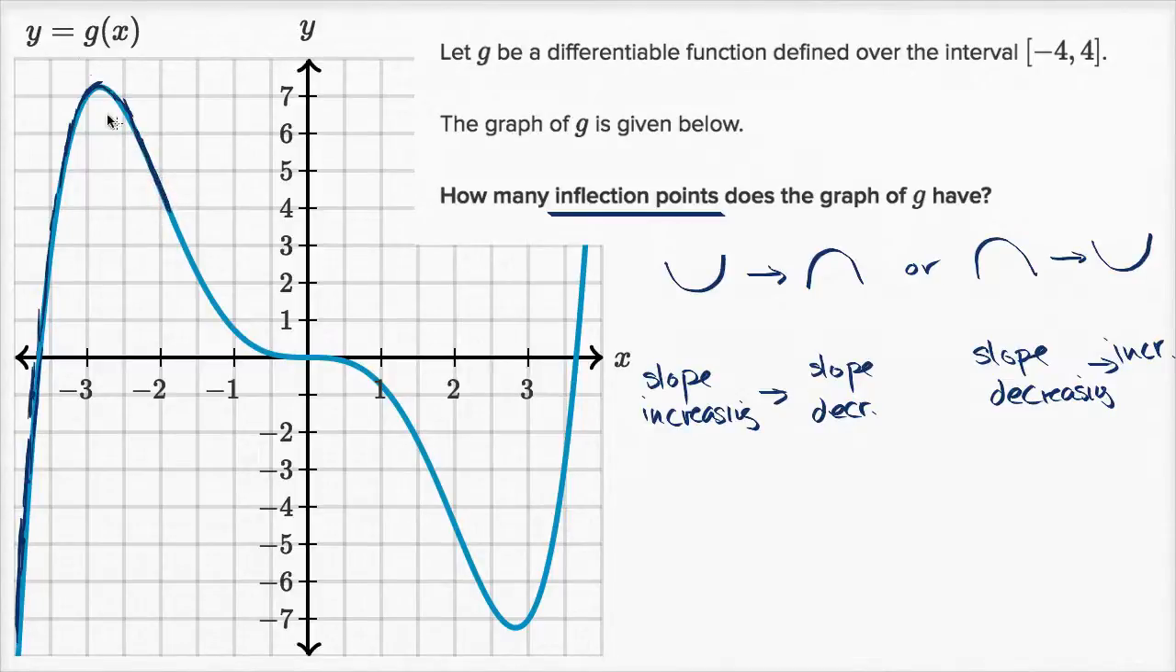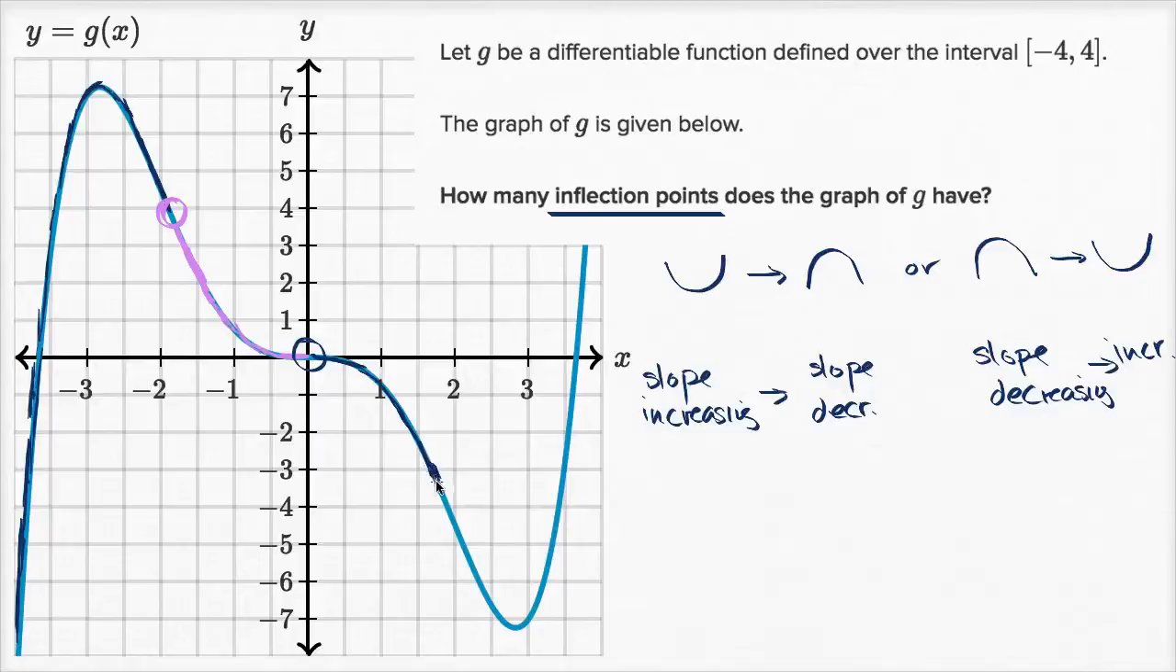And then right around here, it looks like it starts becoming less negative, or it starts increasing. So our slope is increasing. It's really just becoming less and less negative, and then it's approaching 0. It looks like our slope is 0 right over here. But then right over there our slope begins decreasing again. It's becoming more and more negative. And so it looks like something interesting happened right over there.